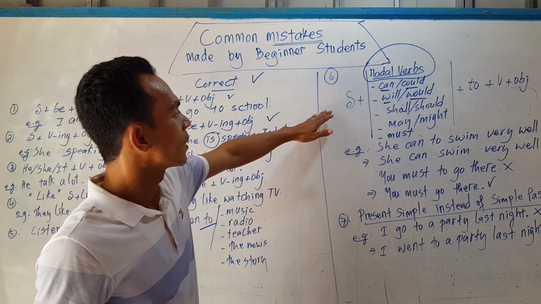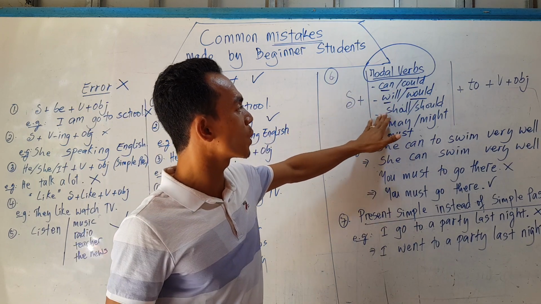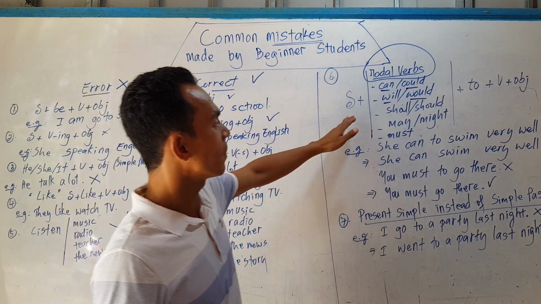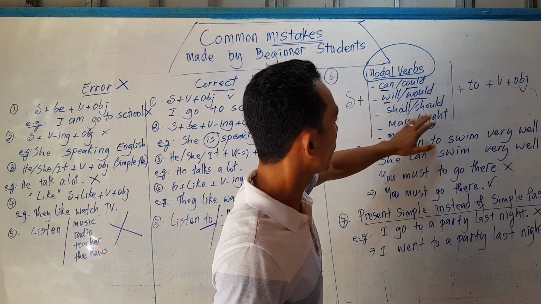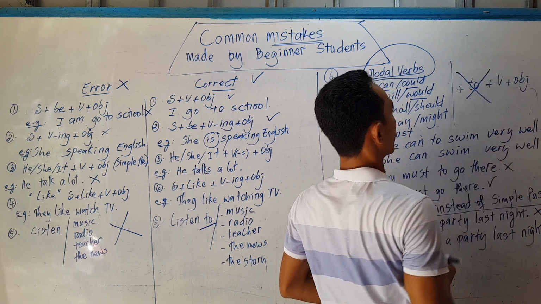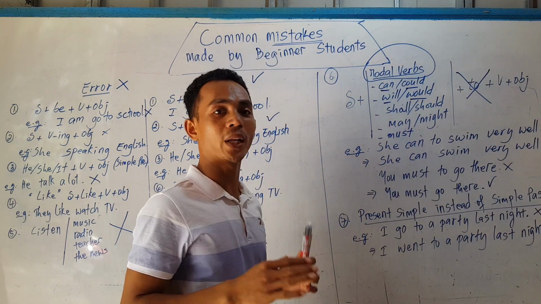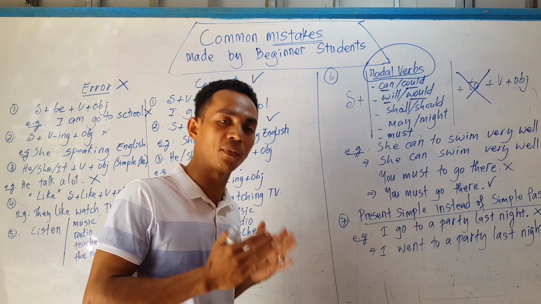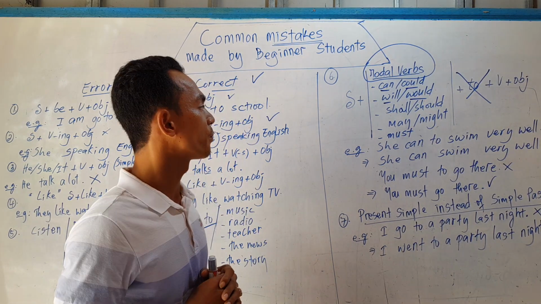Example, modal verbs can, could, will, would, shall, should, may, might, must, and then they form the sentence with subject plus modal verb plus to plus verb plus object. But the correct form is without to, no to. We just use the verb in the base form, but no to.